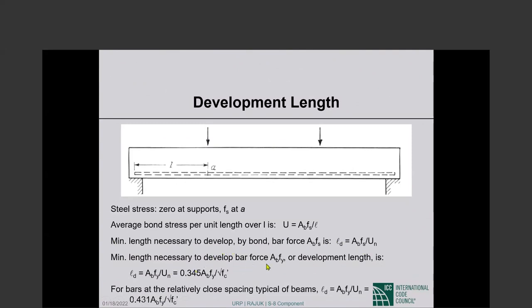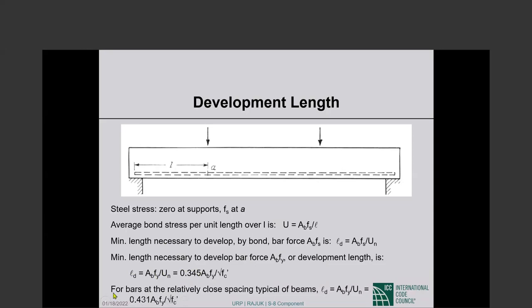Minimum length necessary to develop the full yield strength of the bar, A sub B times F sub Y. Now we are not developing F sub S, we are developing yield strength F sub Y. The minimum length necessary to do that would be A sub B F sub Y divided by 2.9 square root of F sub C prime. 1 divided by 2.9 is 0.345. So that gives us the expression for what we call development length, 0.345 A sub B F sub Y divided by square root of F sub C prime.